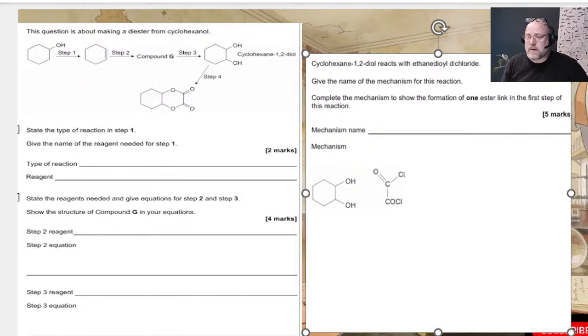We've got a 5 marker there. You might want to have a little go at that. Just jot it down on paper. See if you can do it.